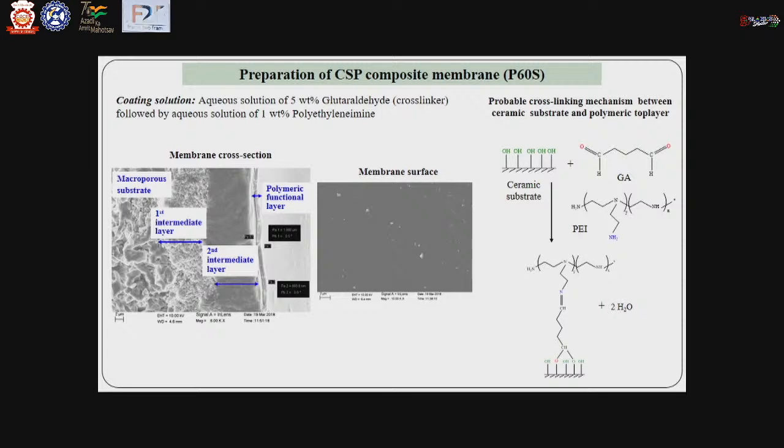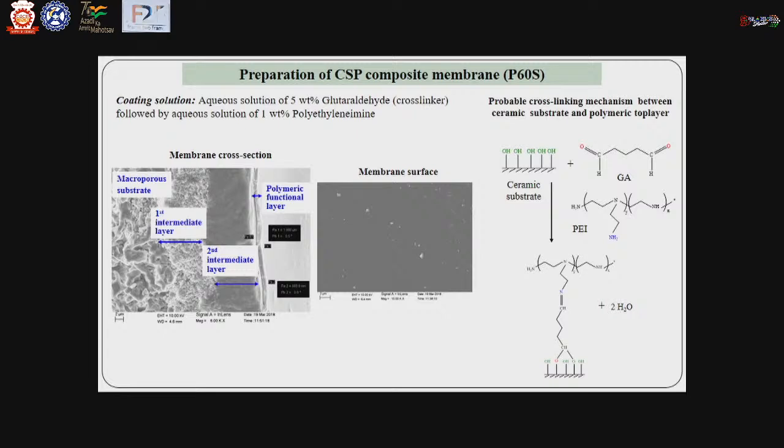prepared a CSP composite membrane by augmenting the macroporous ceramic support by formation of two ceramic intermediate layers. One is of alpha alumina followed by gamma alumina. So we have actually modified this macroporous support by two ceramic intermediate layers to get the requisite functionality, pore size and roughness for fabrication of a thin polymeric functional layer.